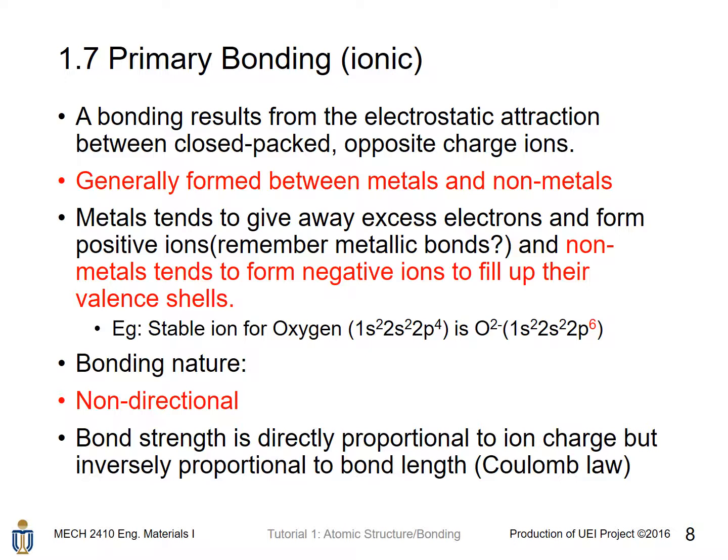Because for nonmetals, their valence shell is almost filled up, and they just require some extra electrons to attain stable structures. For example, the stable ion for oxygen is O2-. Oxygen's 2p4 is not completely filled up, and 2p6 is completely filled up, so there are 2 more excess electrons in this way.